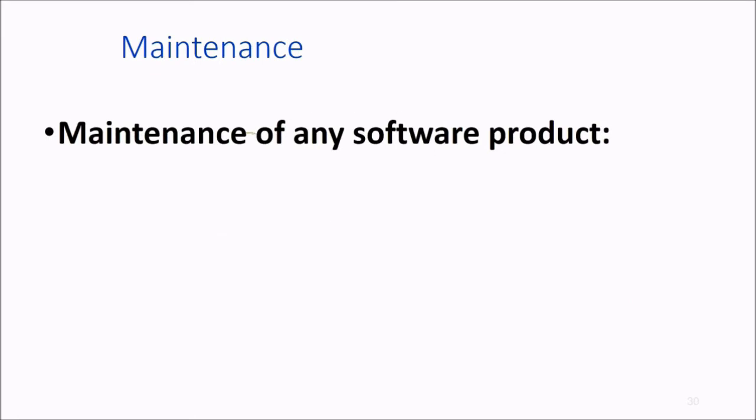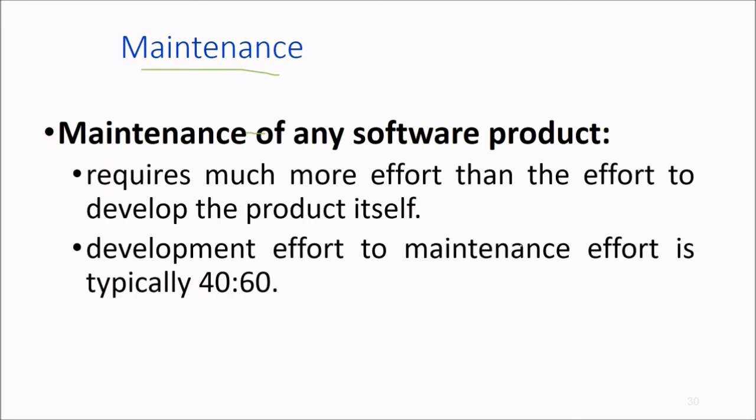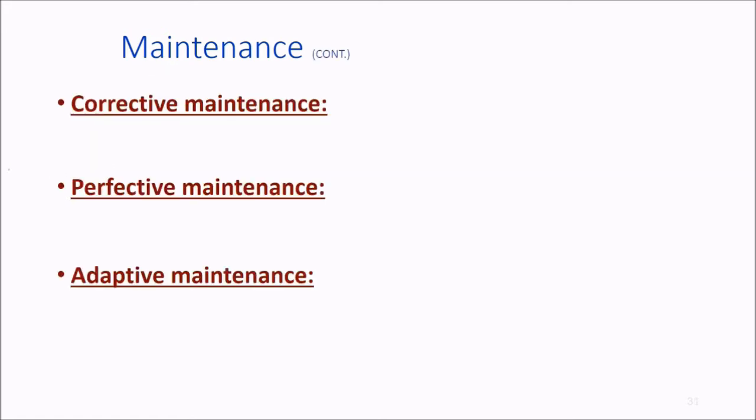Then comes the part which takes the maximum effort, which is our maintenance part. Maintenance of any software product requires much more effort than the effort to develop the product itself. Okay? The development effort to maintenance effort is typically in the ratio of 40 to 60. We have various types of maintenance: corrective maintenance, perfective maintenance, and adaptive maintenance.